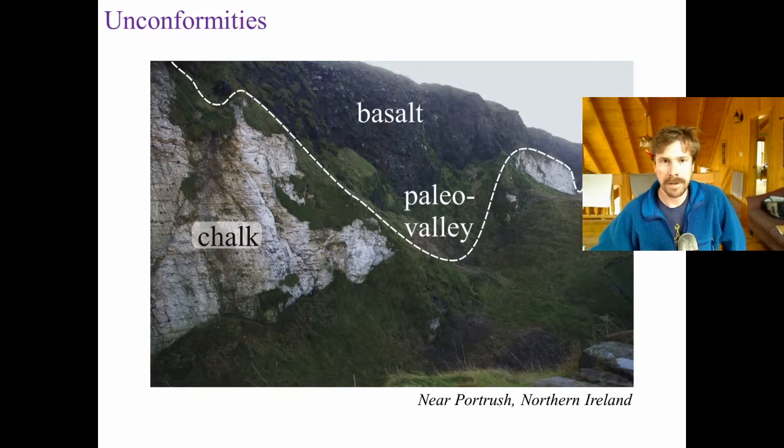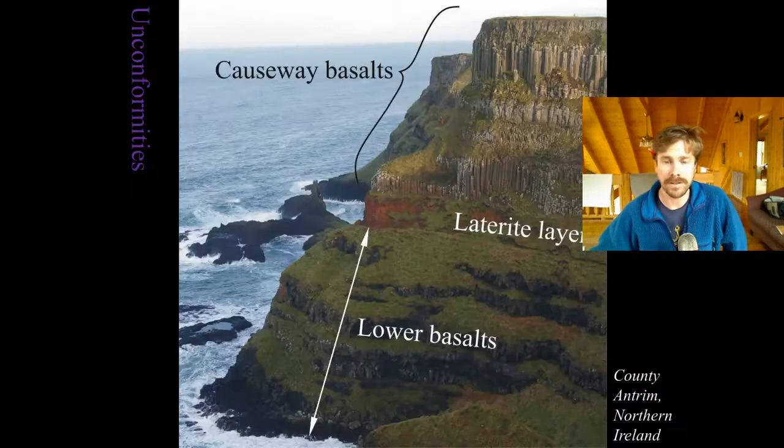Here's an example of a disconformity from Ireland. This is from Northern Ireland, and you can see white-colored chalk deposits there, and then basalt, a volcanic rock, lies on top of the chalk. You can see the basalt has actually filled in low-lying areas of the landscape, ancient valleys, paleo valleys. So there's a thicker deposit of basalt filling those valleys and a thinner deposit on top of the hills.